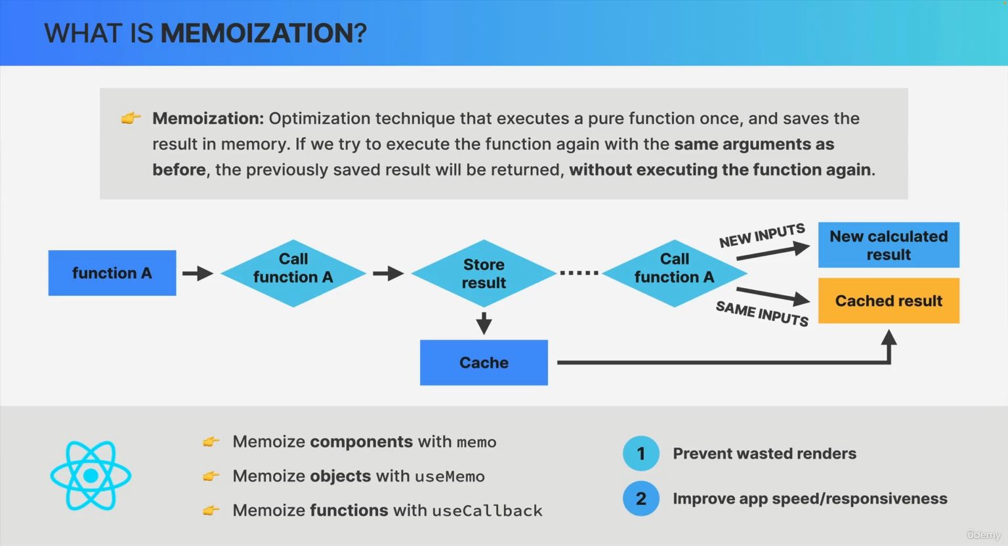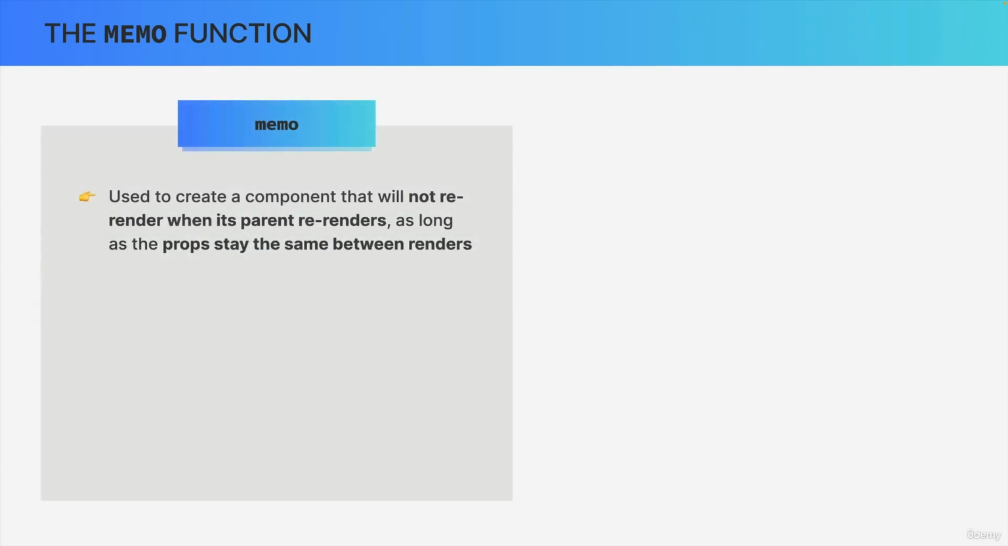Okay, so now that we understand what memoization is, in this lecture, it's time to look at how to memoize components using the memo function. So, React contains a memo function, and we can use this function to create a component that will not re-render when its parent re-renders, as long as the passed props stay the same between renders. Or, in other words, we use memo to create a memoized component.